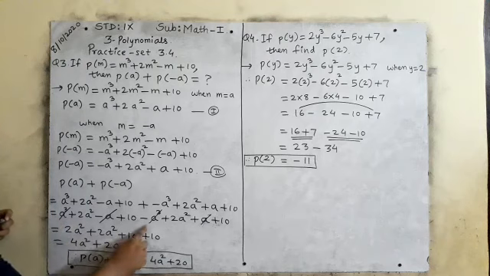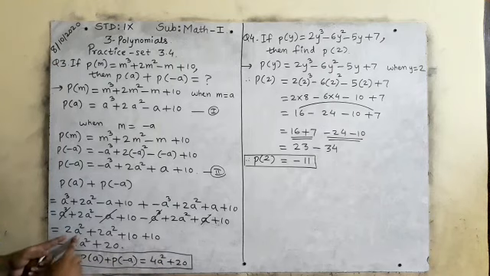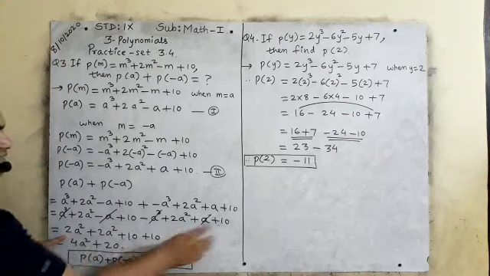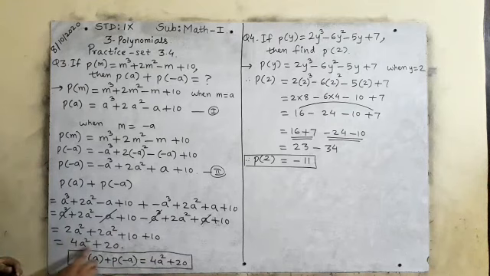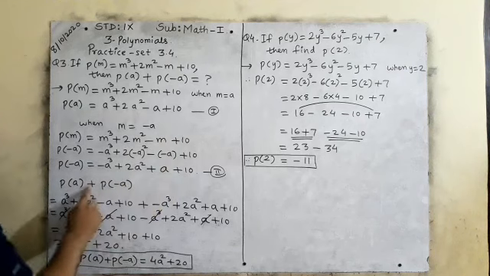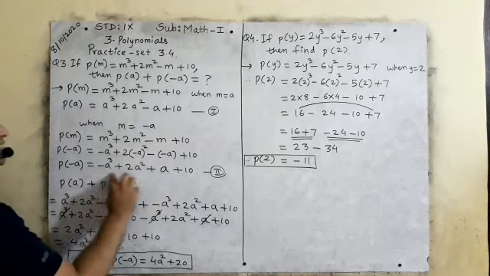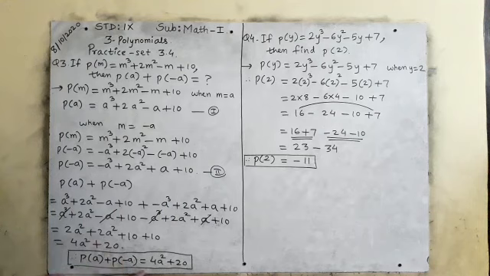A cubed minus a cubed cancel. Minus a plus a will cancel. What remains? Plus 2a squared plus 2a squared, plus 10 and plus 10. So there is 4a squared plus 20. So polynomial of a, the first answer, plus polynomial of minus a, the second answer. The answer will come 4a squared plus 20. Is it clear? Very simple, very easy.